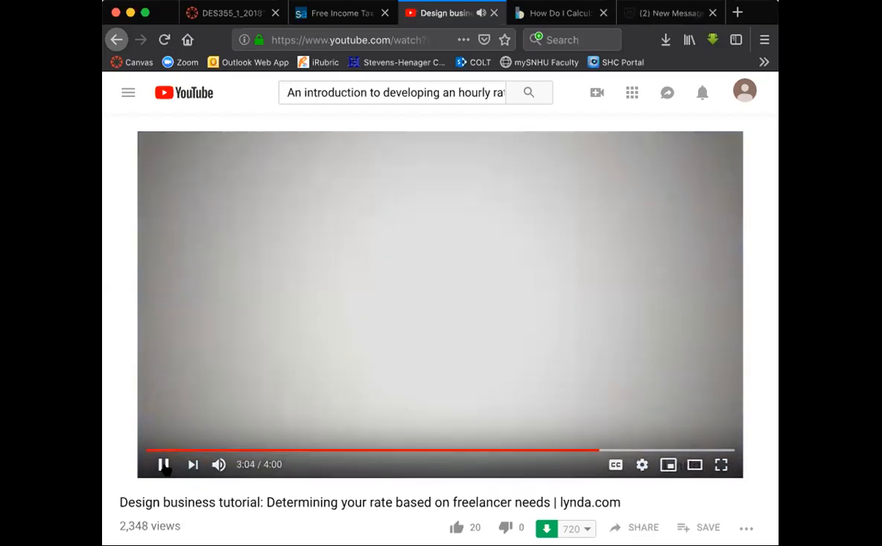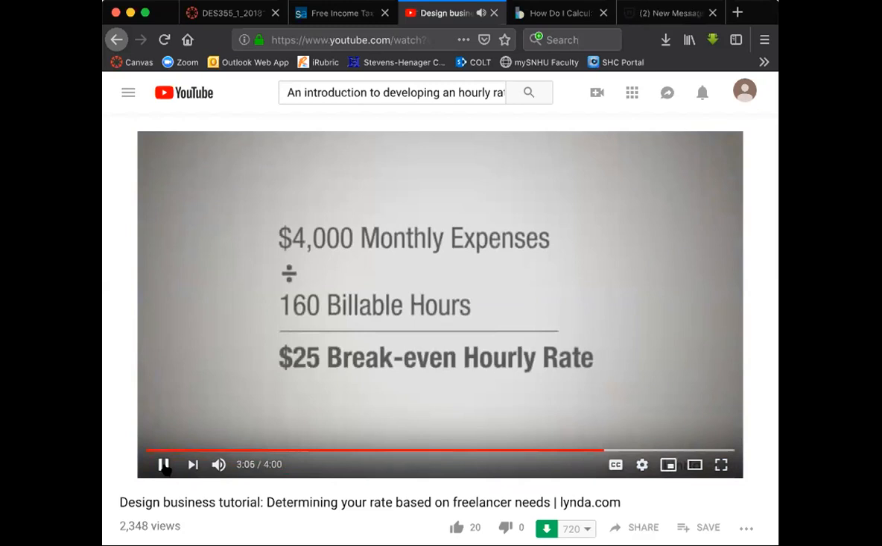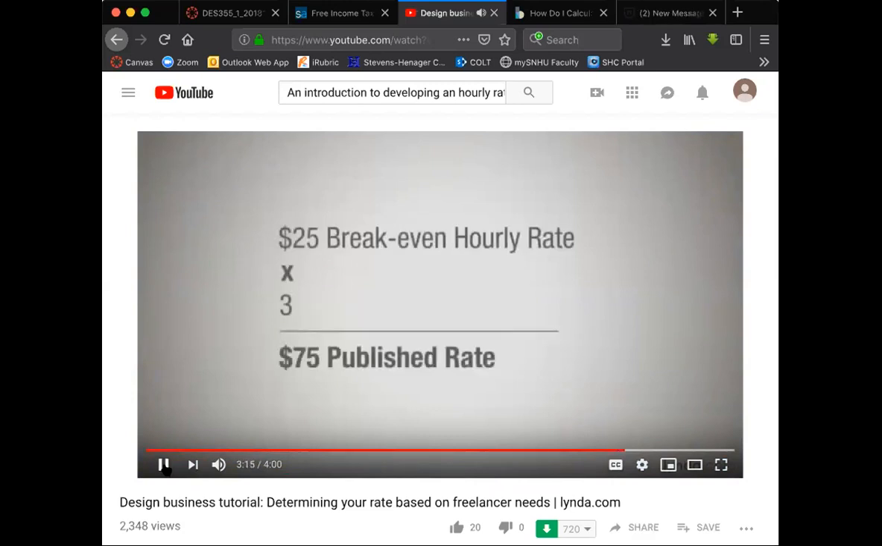Let's look at an example. Let's say that your monthly expenses are $4,000. You divide that by 160 billable hours and get a break-even rate of $25 an hour. If you multiply that times 3, you get a published rate of $75 an hour.